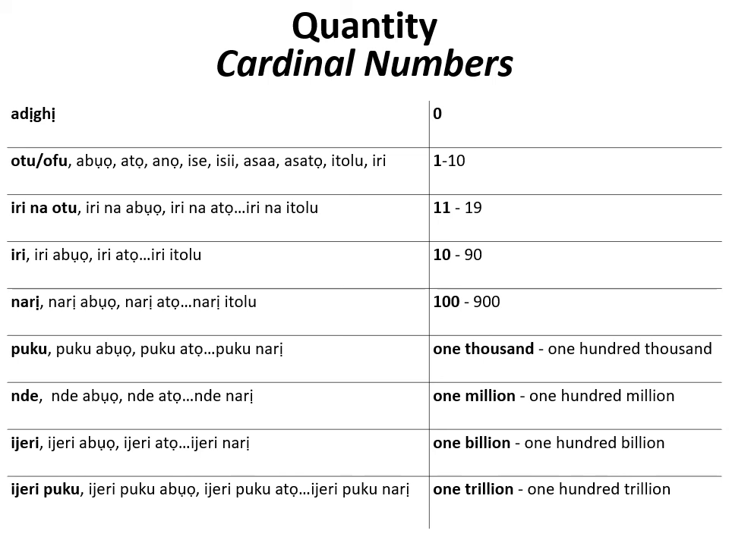After billion, we have trillion. Ijeri puku, 1,000,000,000,000. Ijeri puku abuo, 2,000,000,000,000. Ijeri puku ato. And then you can go all the way to ijeri puku nari. So with these large numbers, you can sit down and break down a multiple digit number and write that out in Igbo.